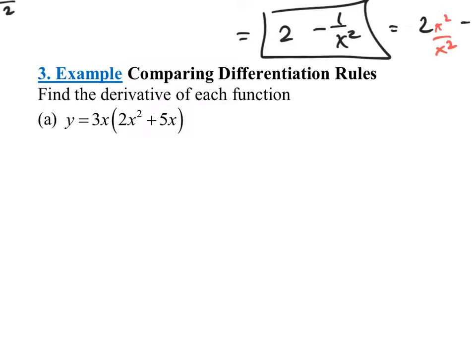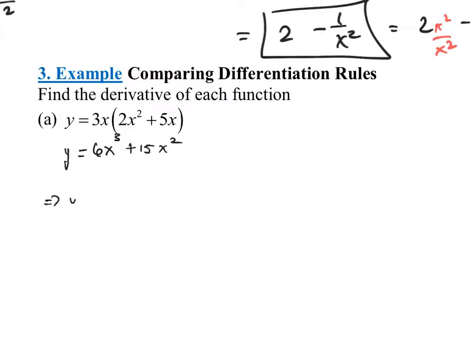So what would I do on this one? I would have multiplied both of these terms times 3x. So I would have said y equals 3x times 2x squared. 3 times 2 is 6, and x times x squared is x cubed. Remember, you add the exponents. Then we have 3x times 5x. 3 times 5 is 15. x times x is x squared.